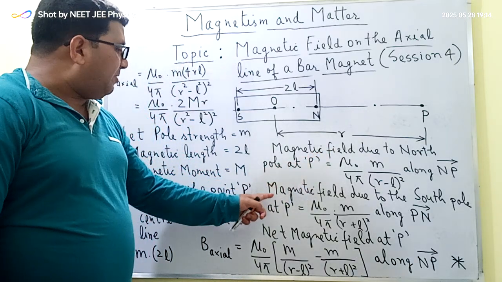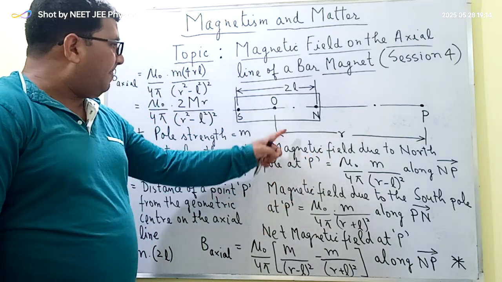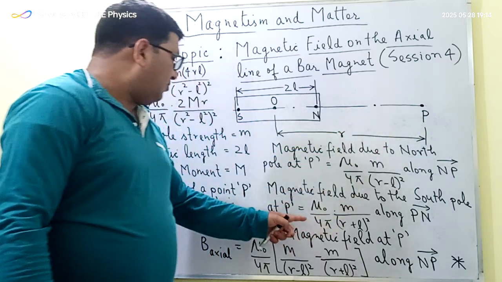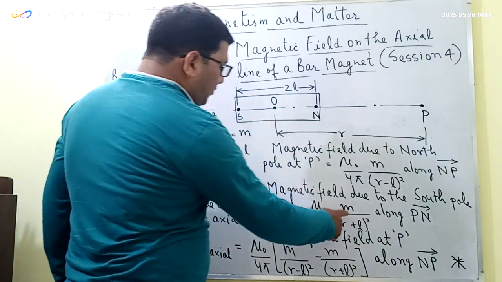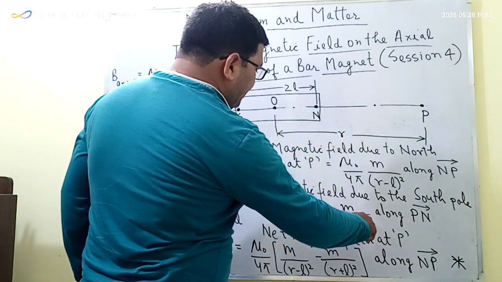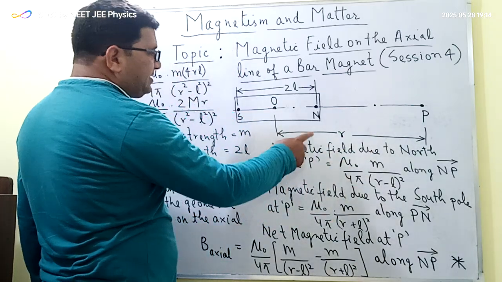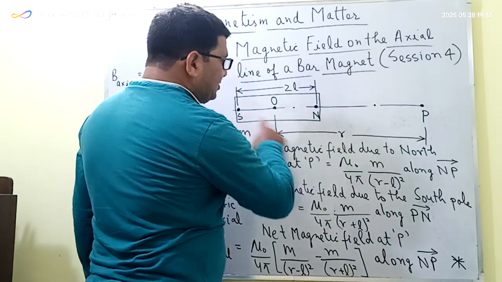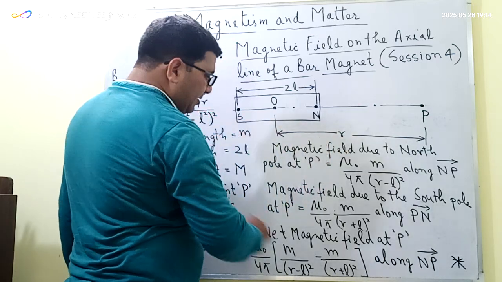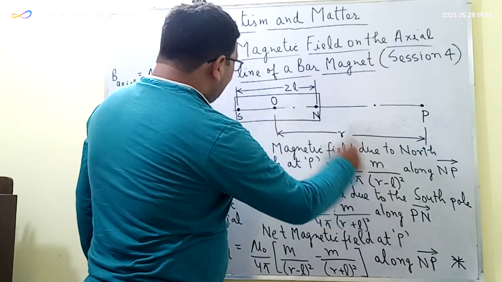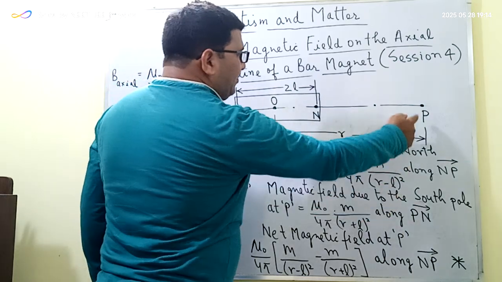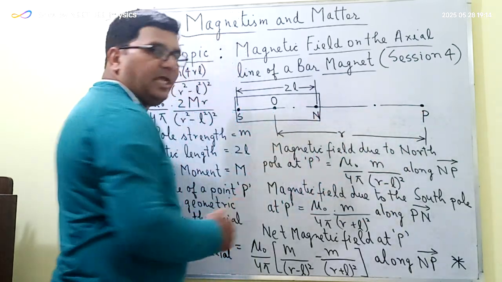Now the magnetic field due to the south pole at the point P will be equal to mu naught upon 4 pi into m divided by (r plus l) whole square. Here r plus l is the distance of this point P from the south pole of this magnet. The direction of the magnetic field because of this south pole will be directed from P to N.